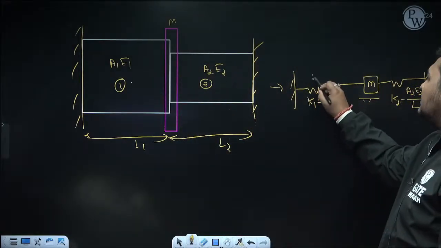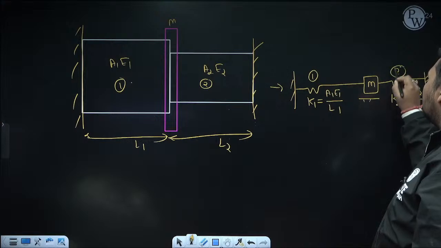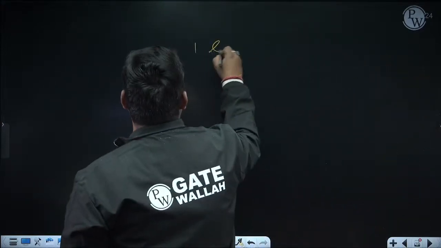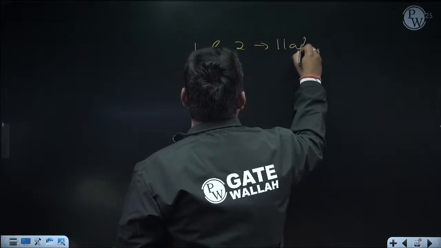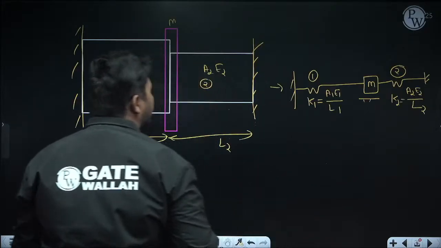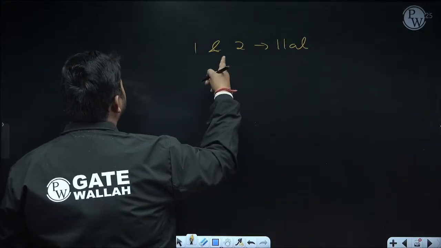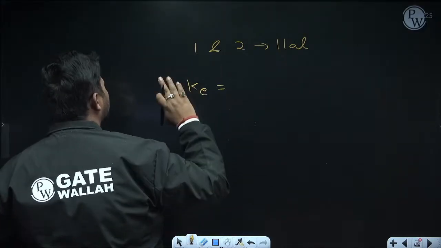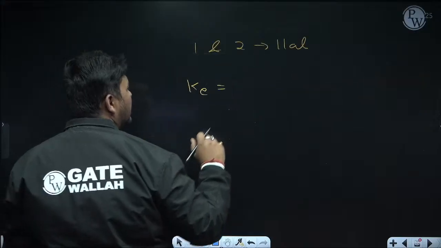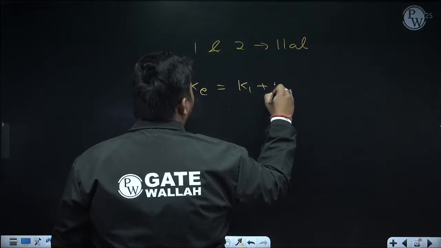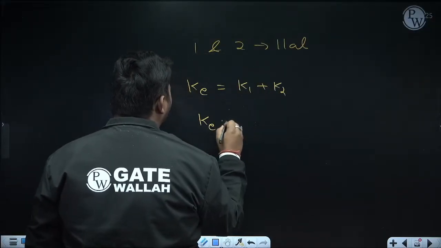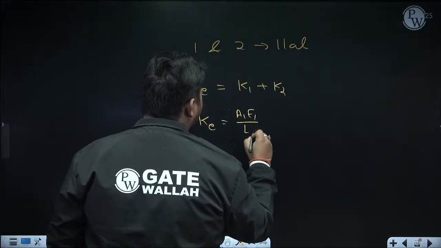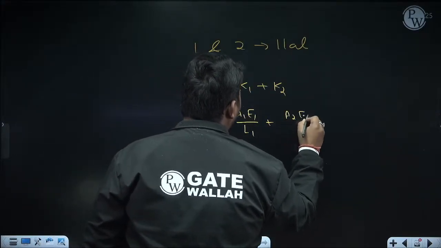How? Suppose this is spring 1, this is spring 2. You can see spring 1 and 2 are in parallel. So now we can calculate K equivalent. In parallel, suppose their equivalent stiffness is K equivalent. To calculate K equivalent in a parallel arrangement, just add the stiffness of the individual springs, and you will get the overall K equivalent. So you will calculate K1 plus K2. After that it is calculation. K1 is A1 E1 upon L1 plus K2 is A2 E2 upon L2.